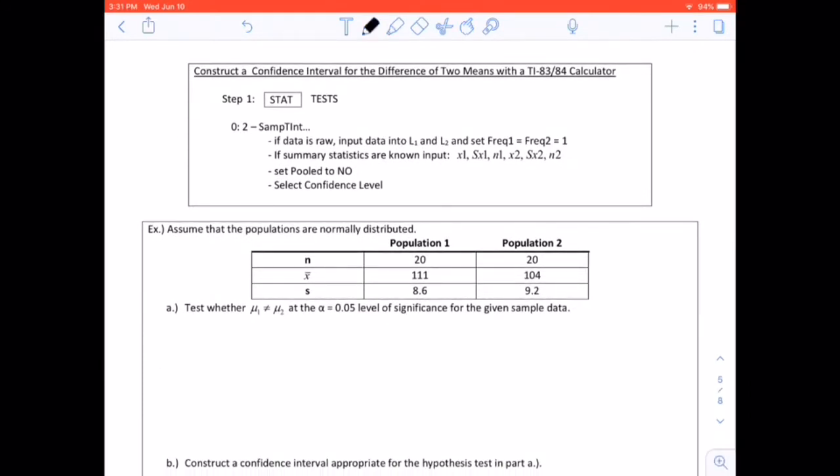On the next page, we have constructing a confidence interval for the differences of two means with the TI-83 or 84 calculator. Step 1, we're going to go to stat, test, and go down to 0, which is 2-SampTInt. And again, if the data is raw, we are going to input those values into L1 and L2. Frequency is set to 1, and if summary statistics are known, we input all those values in. Pooled needs to be set to no, and we select our confidence level. The calculator is going to give you your lower bound and your upper bound, just like what we saw in Chapter 7.